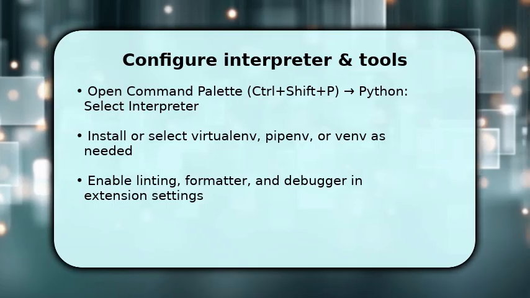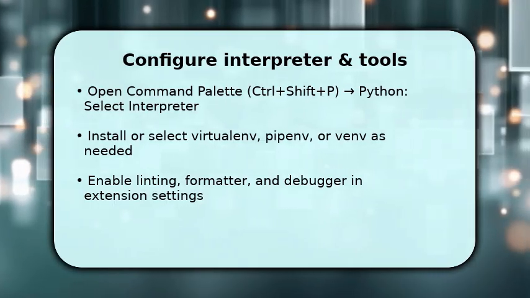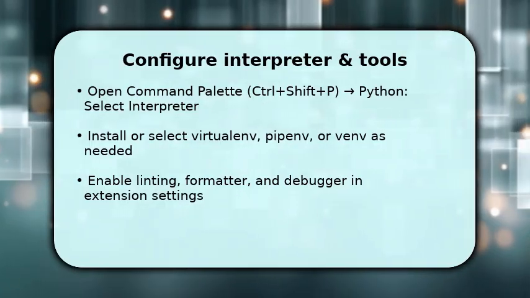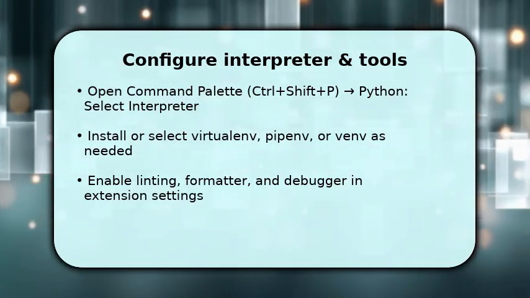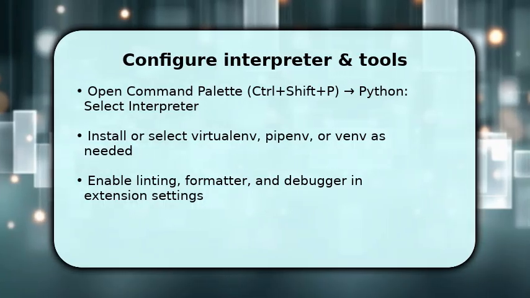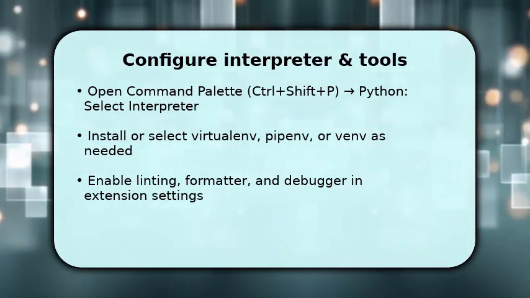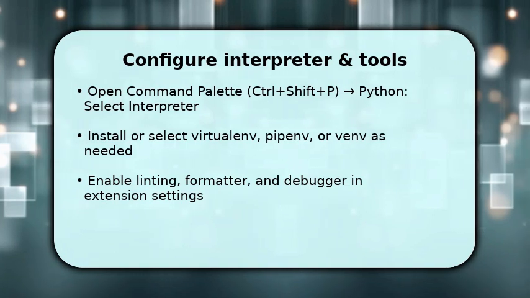Next, enable linting and pick a formatter, Black, autopep8, or YAPF via the extension settings. Configure testing frameworks like pytest if you need tests. Make sure debugger launch configurations are created in .vscode/launch.json. This lets you set breakpoints and run with the integrated console.